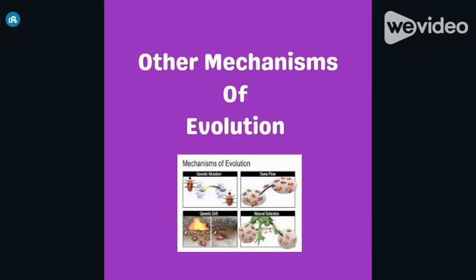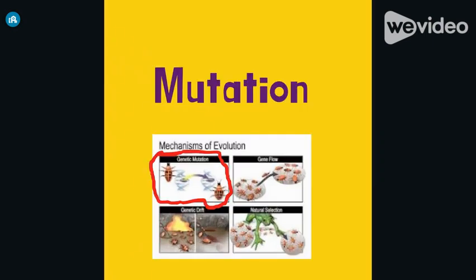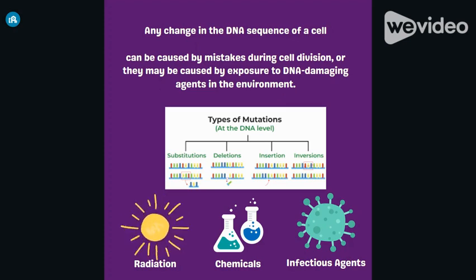Moving on to other mechanisms of evolution, we'll start with mutation. Mutation is any change in the DNA sequence of a cell. It can be caused during mistakes during cell division. This can be anything from substitution, the trading of a cell, deletion, the removal of a cell, insertion, the adding of a cell, or even inversion, the switching of cells.